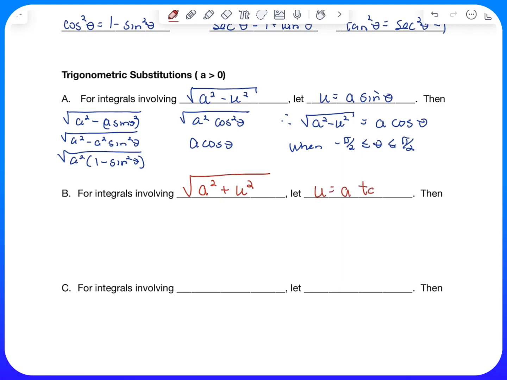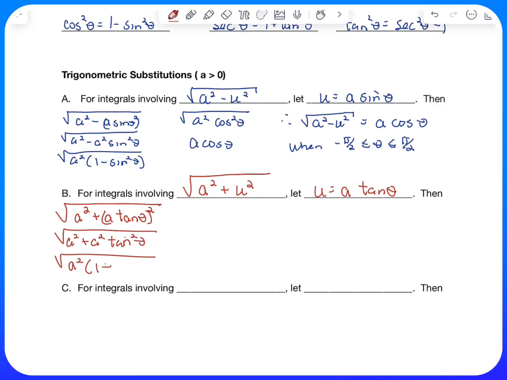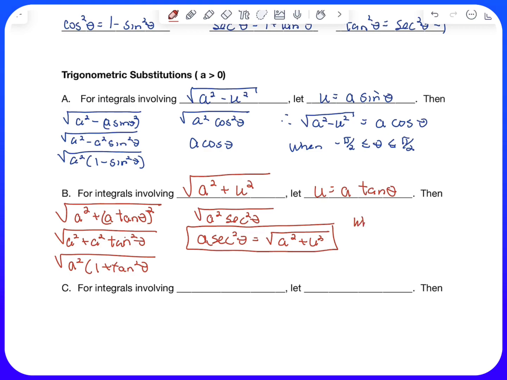If I have the square root of a squared plus u squared, I'm going to let u equal a tangent theta. Doing the same thing as before, replacing the u with a tangent theta, distributing our square, and factoring out our GCF underneath the radical. Using the Pythagorean identity to replace 1 plus tangent squared with secant squared, and taking the square root, we get a secant theta. So here I can replace the radical square root of a squared plus u squared with a secant theta when u is equal to a tangent theta, and when theta is between negative pi over 2 and pi over 2.